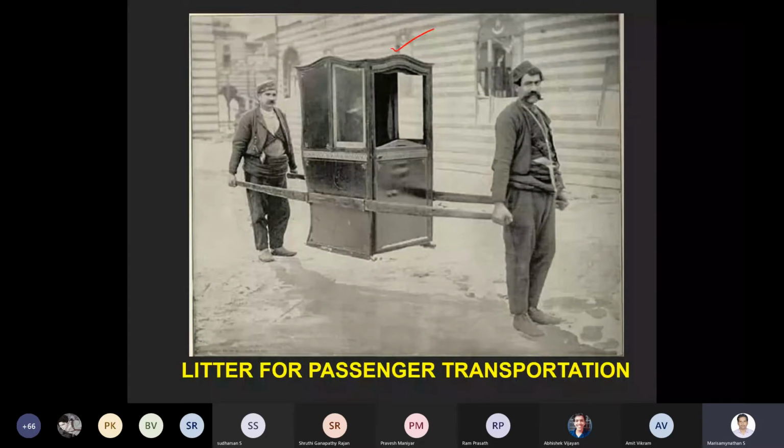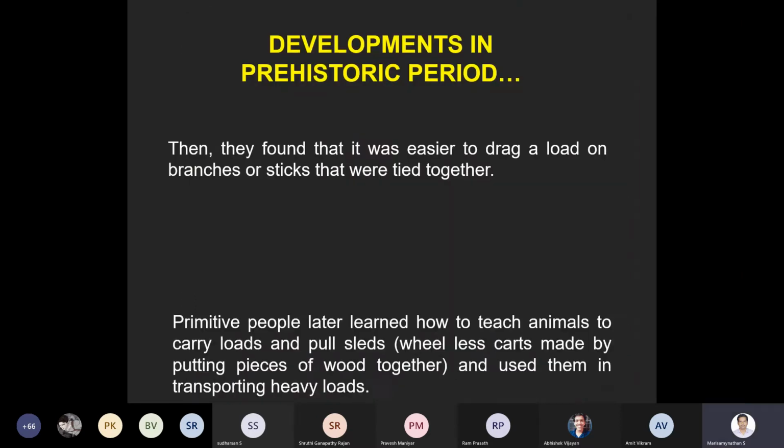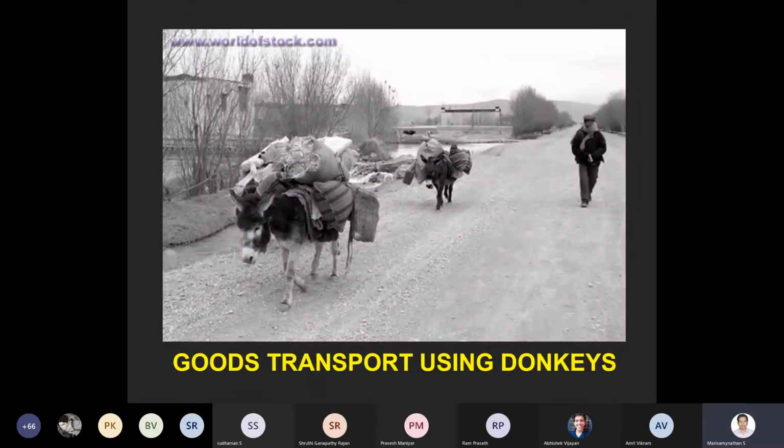So this is the way it initially happened: transferring goods or people from one place to another by walking or litter facilities. Later, they started using animals. Nowadays also we can see different kinds of animals used for transferring goods from one place to another.